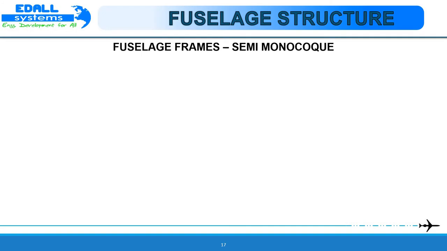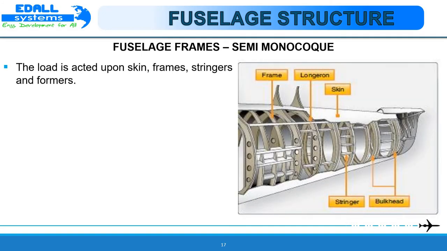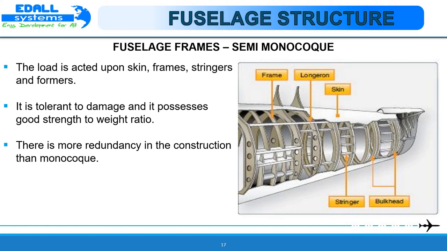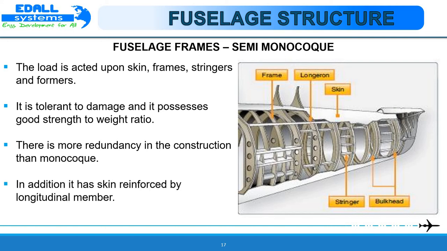Another type of fuselage frame is the semi-monocoque. The load is acted upon skin, frames, stringers, and formers. It is tolerant to damage and it possesses a good strength-to-weight ratio. There is more redundancy in the construction than monocoque. In addition, it has skin reinforced by longitudinal members.